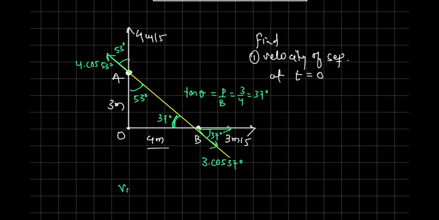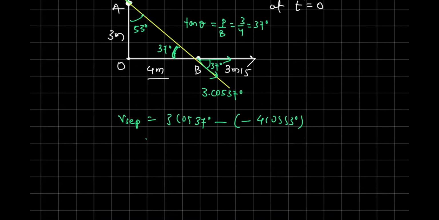So your velocity of separation is what? 3 cos 37 minus of minus 4 cos 53 degrees. So you'll get 3 into cos 37, which is 4 by 5, plus 4 into cos 53, which is 3 by 5. So you'll get 24 by 5 meter per second, or you can say 4.8 meter per second.